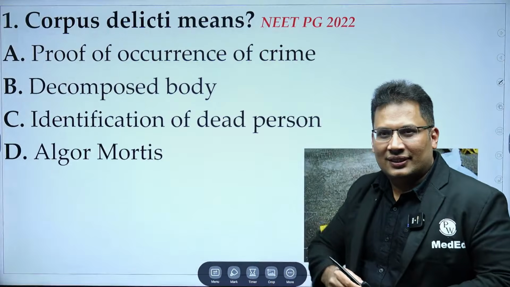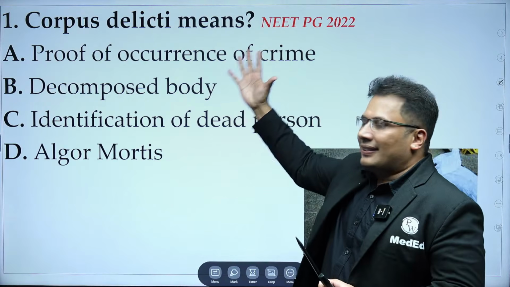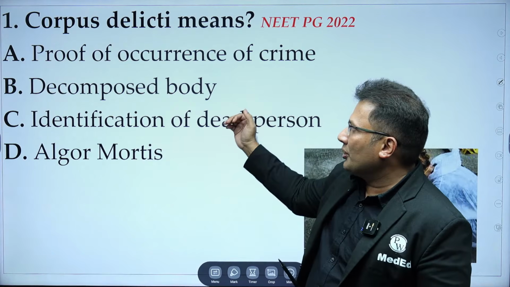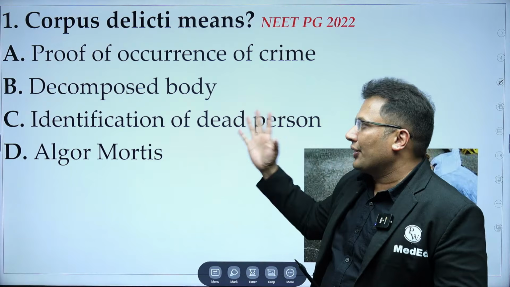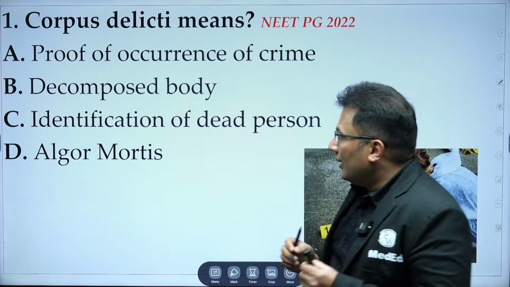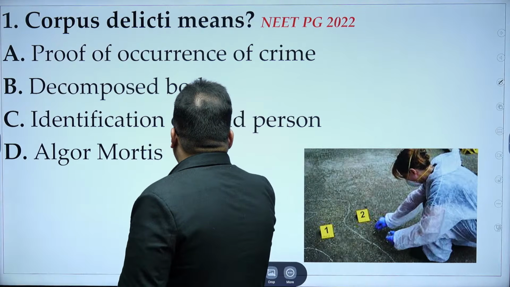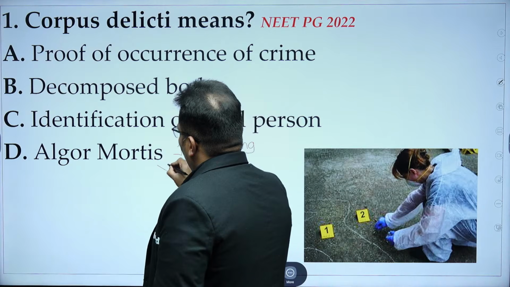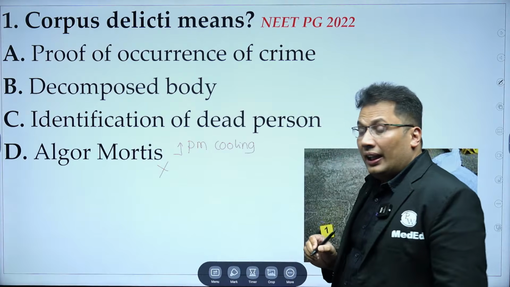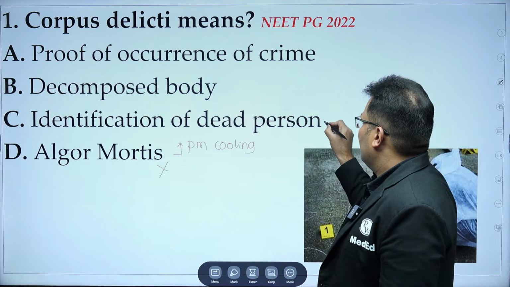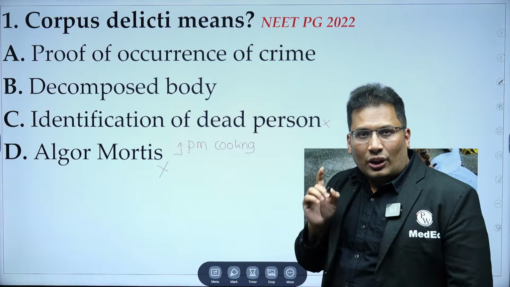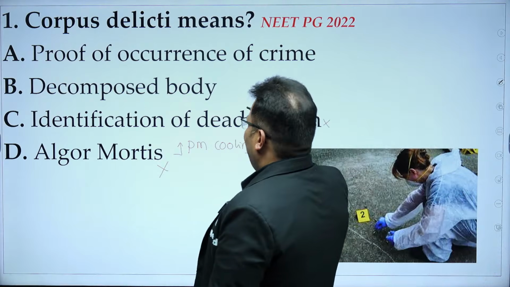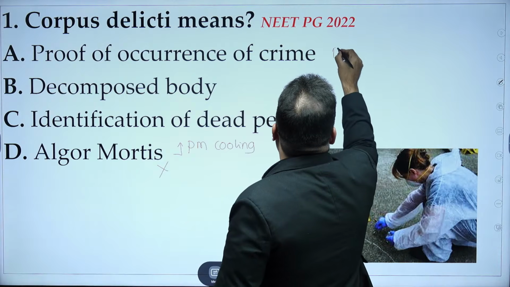First question. Corpus delicti means. Options: proof of occurrence of crime, decomposed body, identification of dead person, algor mortis. Algor mortis is postmortem cooling. It is not the answer. So D is ruled out. Identification of dead body is not corpus delicti. That is the duty of the inquest officer, police officer and the doctor. Decomposed body, yes. So answer is A more than B.